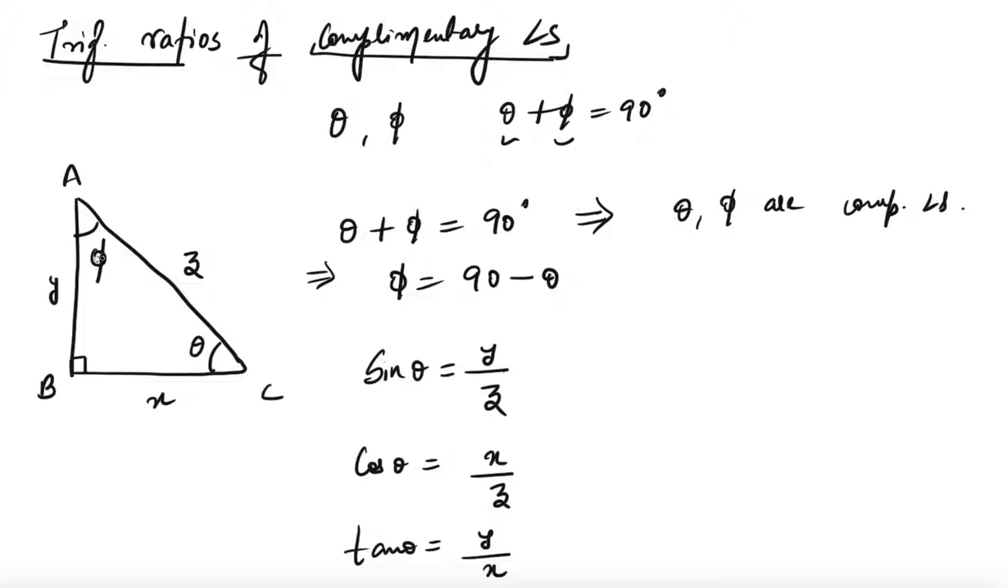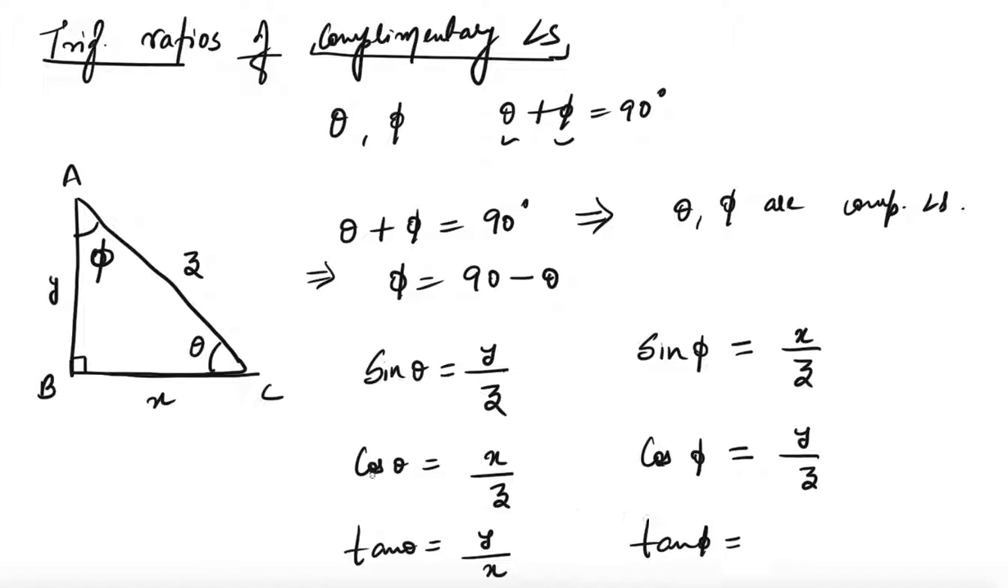Now let us talk about phi, right? Let us talk about this angle. What is the value of sine of phi? Just try to visualize this triangle from the point of view of angle A. With respect to angle A, BC will become my perpendicular, and AB will become my base. So sine of phi will become perpendicular by hypotenuse, that is x by z. Similarly, cos of phi will become base by hypotenuse. With respect to angle A, this AB is my base and AC is my hypotenuse. So this becomes y by z, and finally tan phi is perpendicular by base, that is x by y.